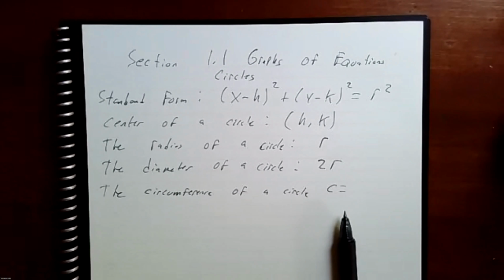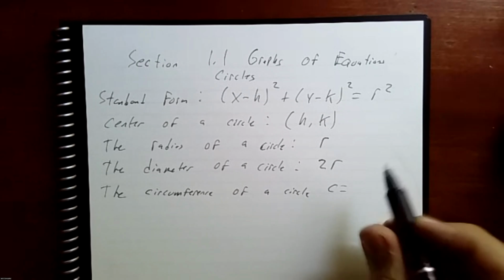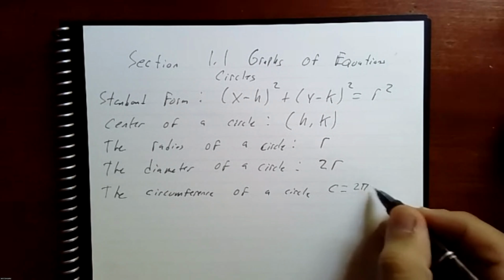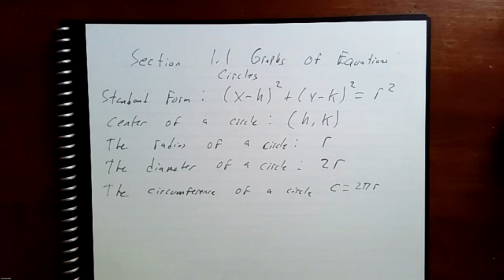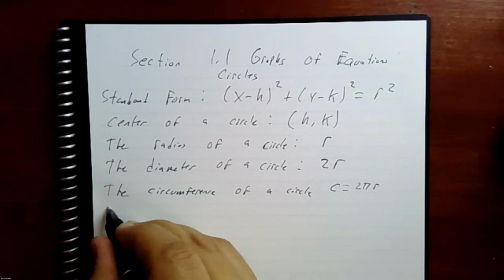C equals 2 pi r. Yeah, that's it. I had those two confused. Yeah, 2 pi r. For a second I was confusing these two. Wait a minute, there's no pi here. It's just double the radius. But yeah, that happens.